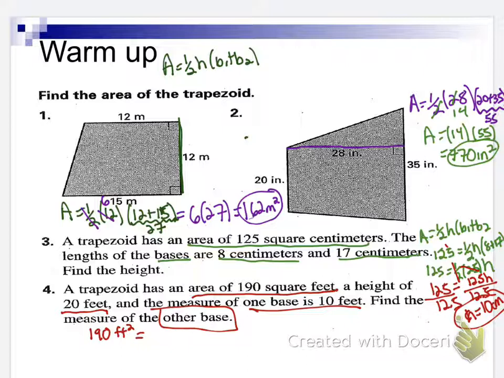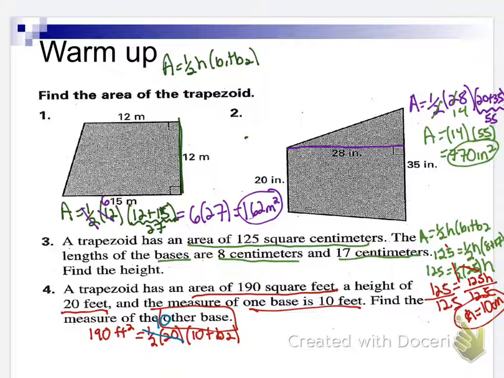So 180 feet squared equals 1/2 my height of 20, and then I have base 1 of 10 feet plus base 2. Okay, so if I look at this, I know that half of 20 is going to be 10. So I can rewrite this.